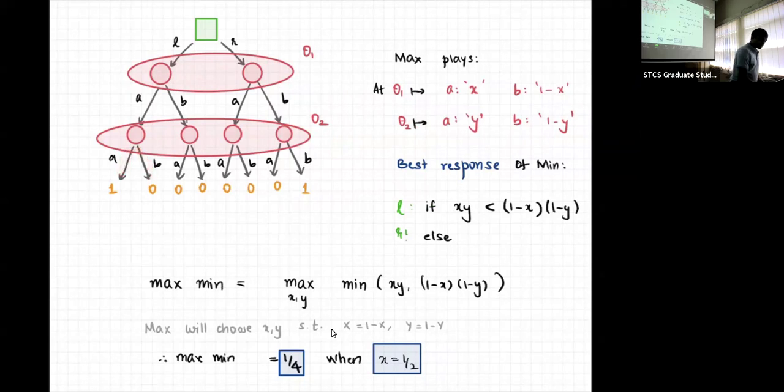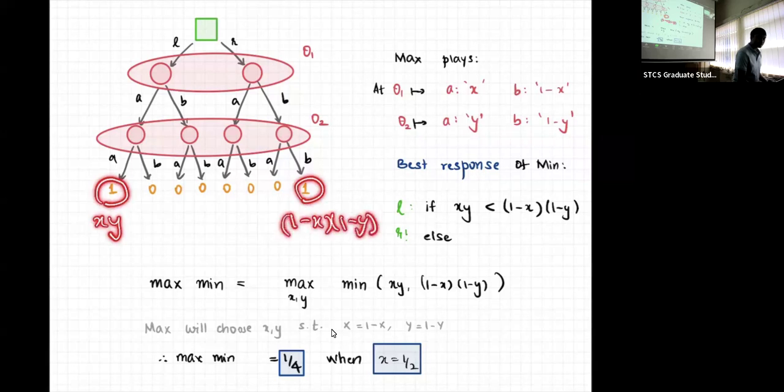Let's say that at O1, Max can play X and 1 minus X, whereas here it is Y and 1 minus Y. Okay, because at each place you can choose with different probabilities, right? And then what happens? The payoff will be XY here, whereas here it will be 1 minus X into 1 minus Y. And in some sense, the minimizer is minimizing between these two, depending on what your X and Y values were.